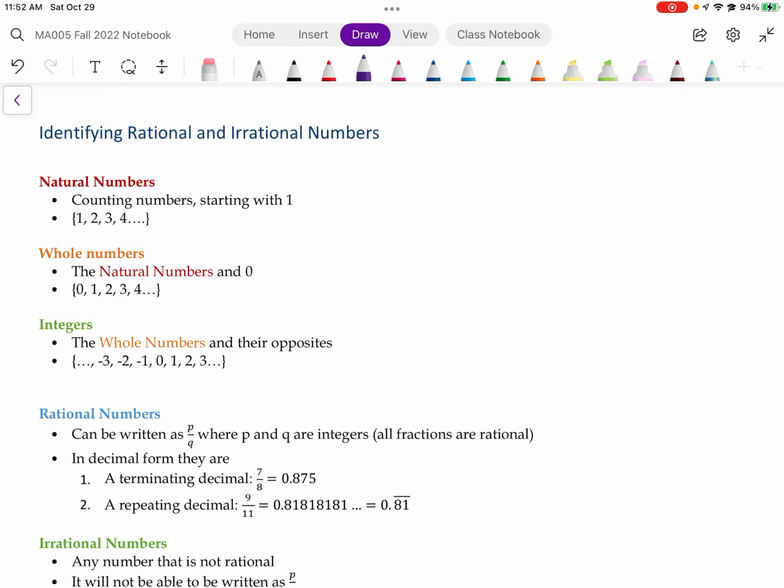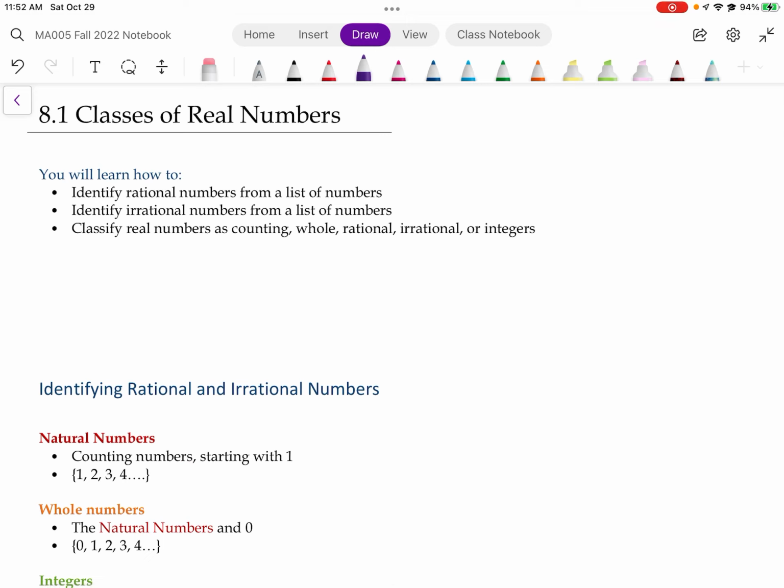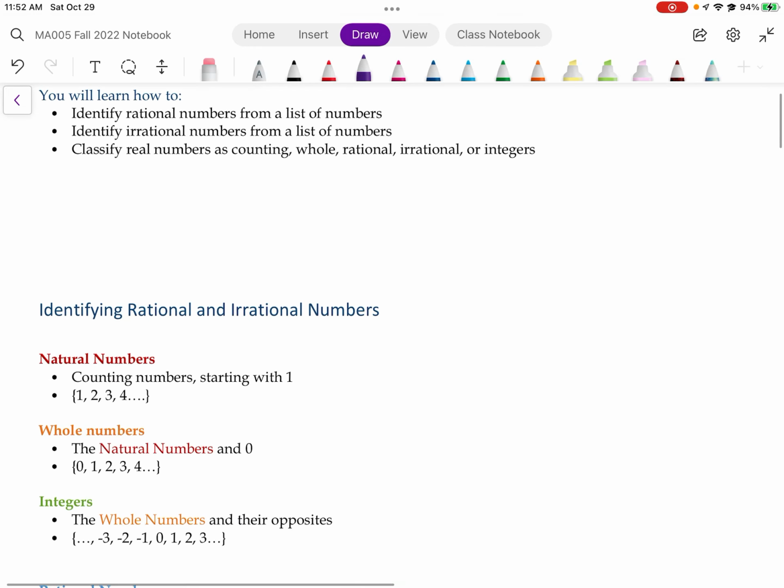Hi there, I'm Professor Eckhouse, and I am going to talk today about classes of real numbers. So we're going to learn about rational and irrational numbers and the different kinds of real numbers. All right, so first we'll talk about the things we already know.